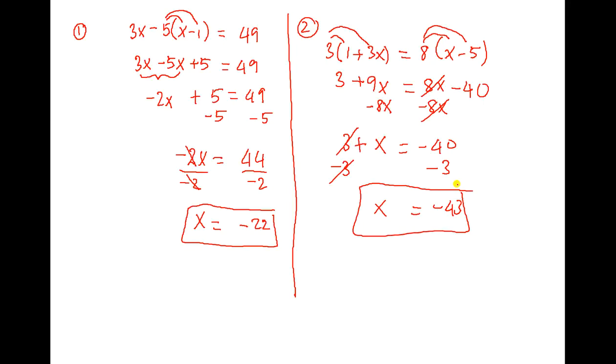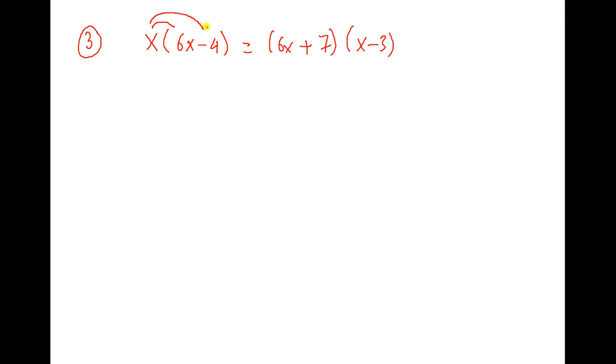Alright, let's go over another example, problem number 3. x multiplied by 6x minus 4 equal to 6x plus 7, and then x minus 3. Again, you want to have the polynomial on the left and the right hand side, so you can combine like terms and eliminate x on one side and the number to the other side. Therefore, the first thing is you must multiply everything together.